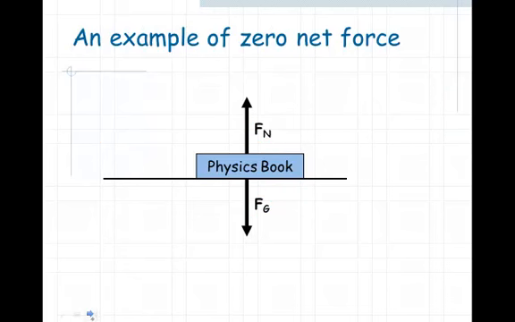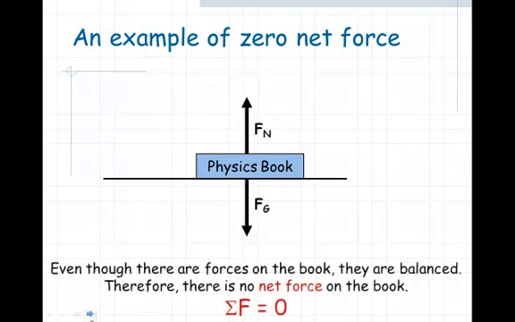Now, like it says here, even though there are forces on the book, they are balanced. Therefore, there is no net force on the book. And that's where we get that symbol there for that equation.